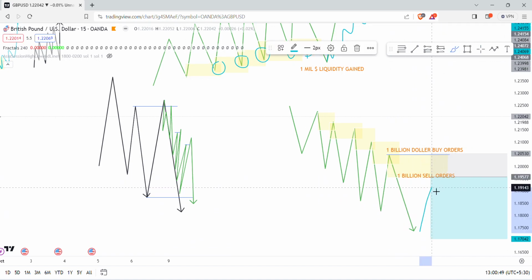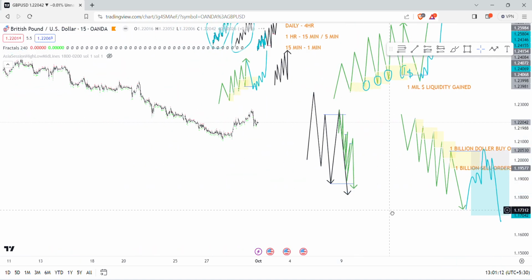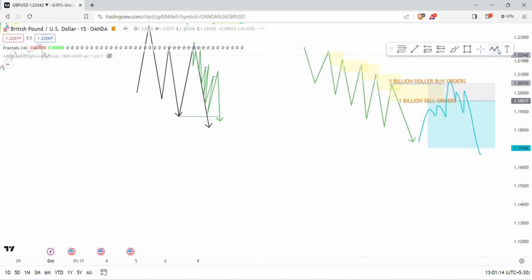So the market maker takes this liquidity and then moves in the real direction. This is how the market moves from the liquidity standpoint. Real structure never looks like this. It's a scam. It's completely a scam. The real structure never looks like that. Never. The real structure somewhat looks like this.